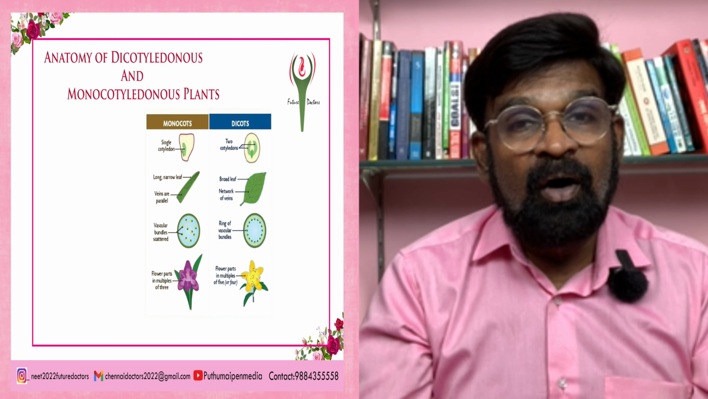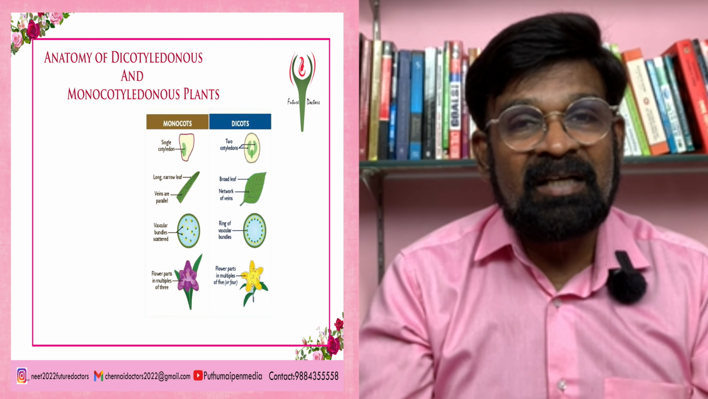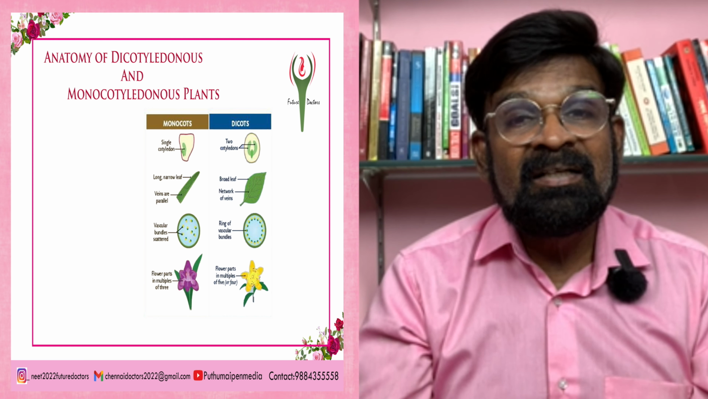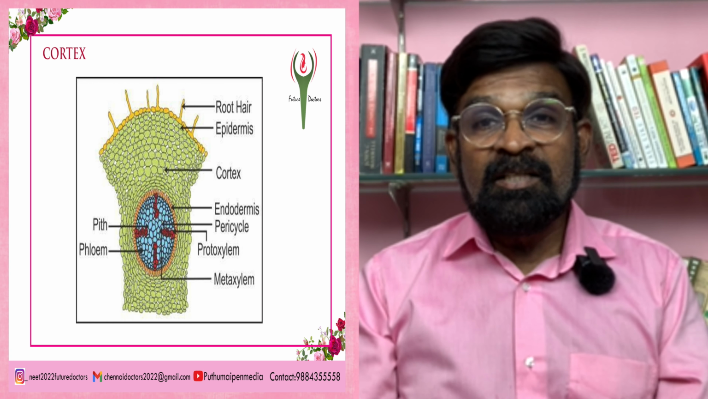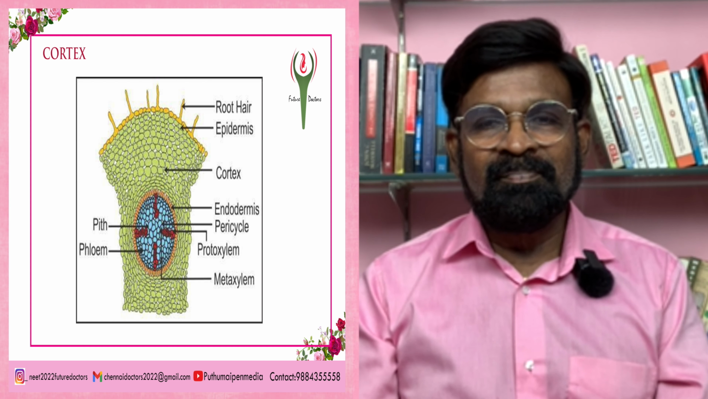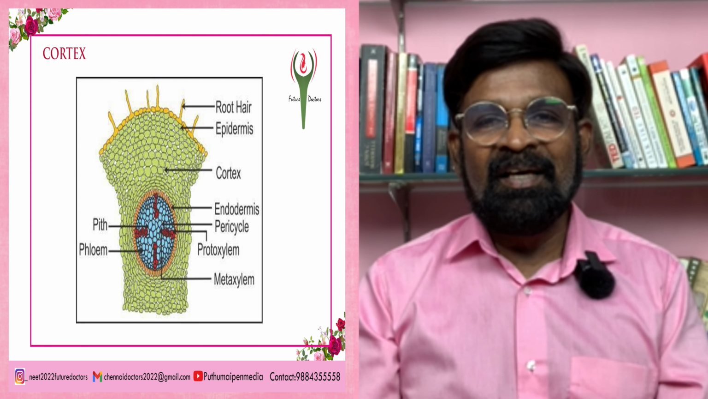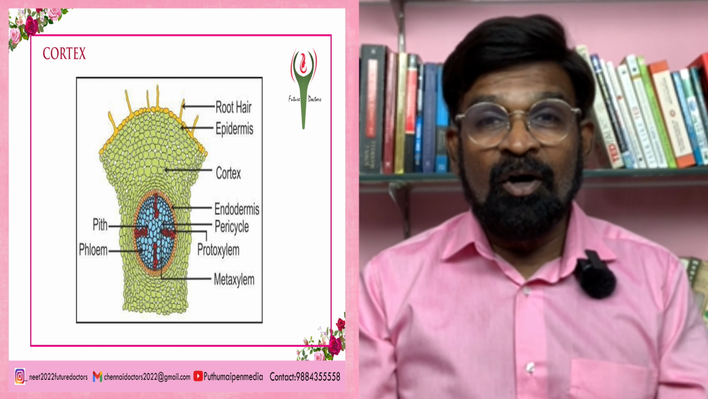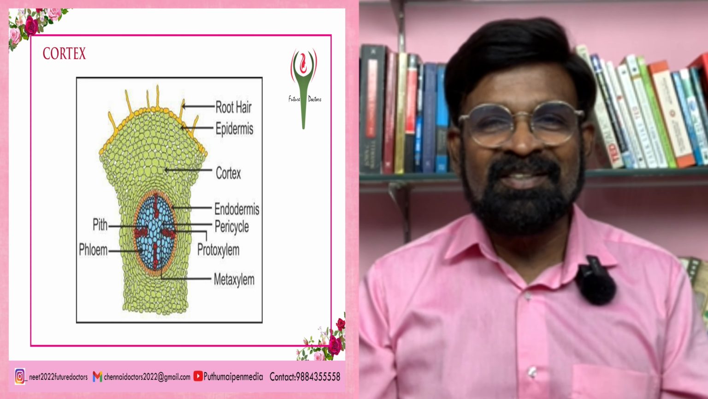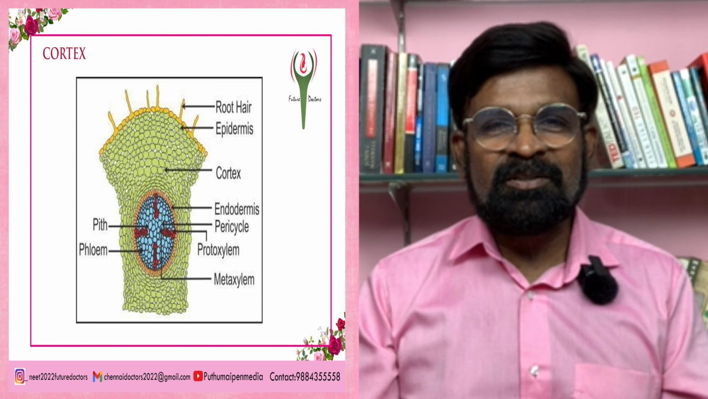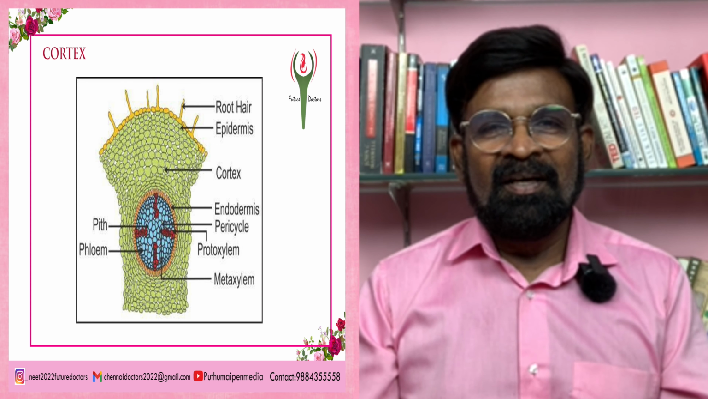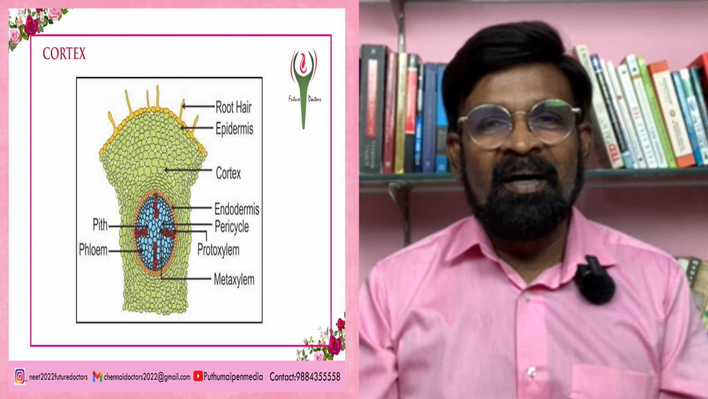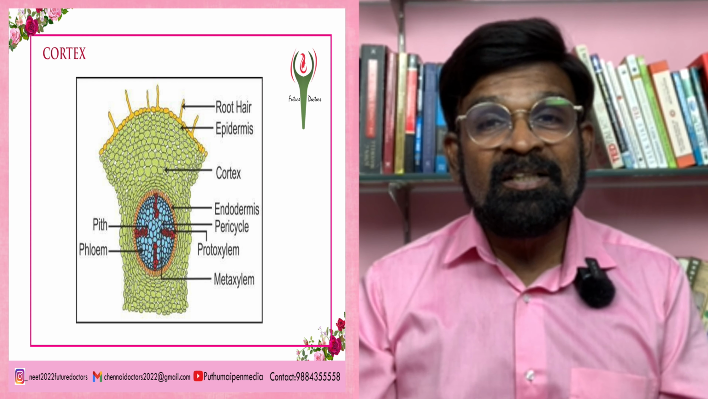The cells of the outer epidermis shrivel afterwards and become cutinized and suberized. The cortex lies beneath the epiblema. It consists of several layers of thin-walled parenchymatous cells with conspicuous intercellular spaces. The cells of the cortex store food. It also conducts water from the epiblema to the inner tissues.